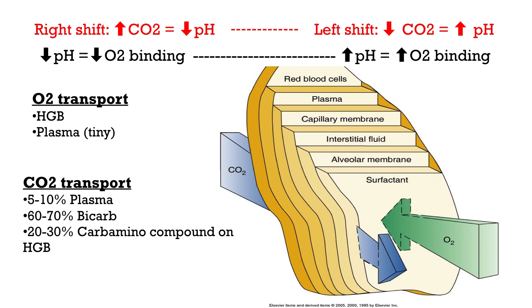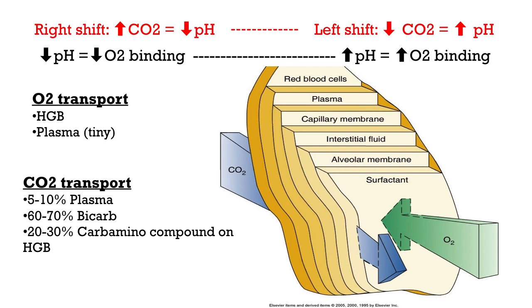So you may have heard the terms right shift and left shift. Essentially what we're saying is that as carbon dioxide levels go up, our pH level is going down, that's a right shift, and left shift is the opposite end of the spectrum. As our carbon dioxide levels go down, our pH is going up. The thing that is important about this is that as pH goes down, our oxygen binding capacity goes down, which means that our oxygen is more likely to dissociate.